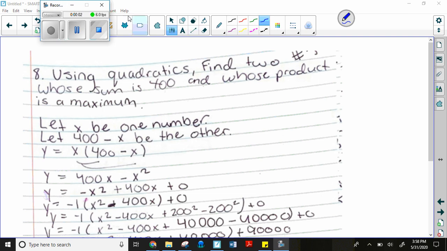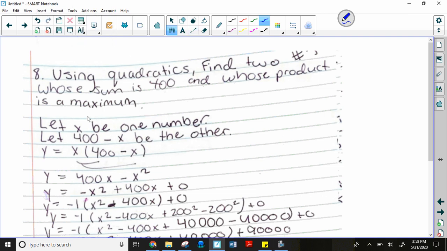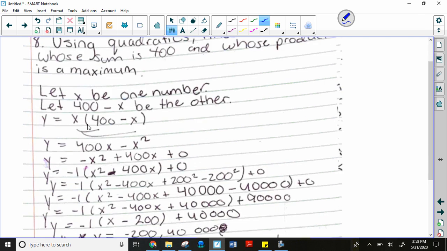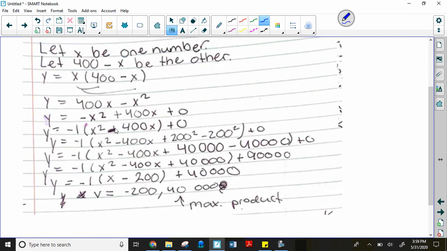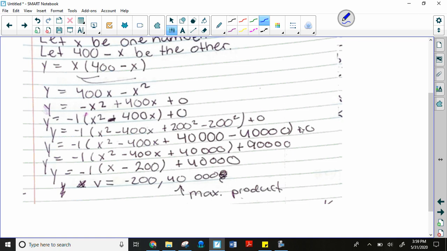This question looks solid until the end. You said let x be one number, let this be the other number. Totally agree. You FOILed, or well, you distributed, then you rearranged, then you broke in half, then you put the right things there, then you multiplied correctly. Then you said a negative times a negative gives you a positive.